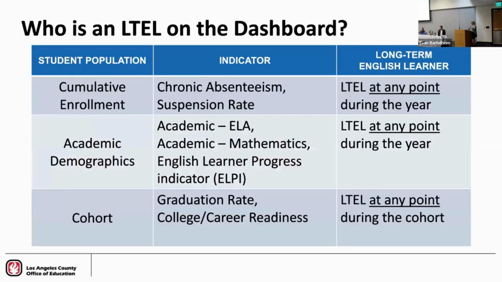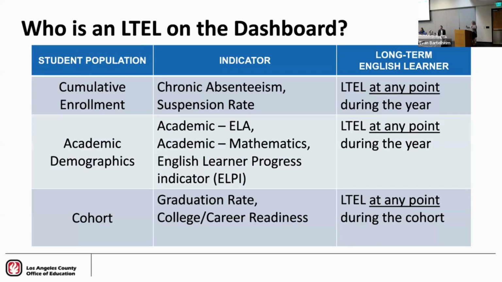And so some people are asking, who is an LTEL on the dashboard? As you see here, this gives you a layout of the inclusion of long-term English learners as a new student group on the dashboard. They're going to have a significant impact. You're going to see them in all the indicators based upon certain business rules when it comes to chronic absenteeism and suspension rate, cumulative enrollment, that's definitely going to play into account. But the takeaway here is if at any point in time they were an LTEL during the year, they're going to continue to show up as an LTEL.